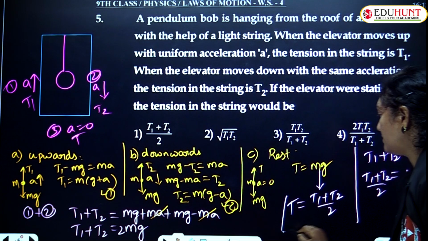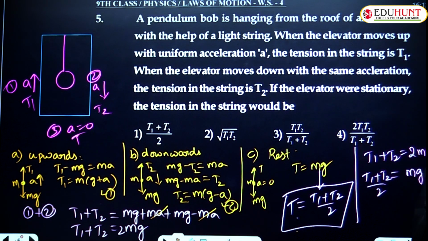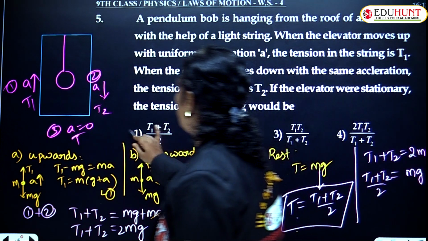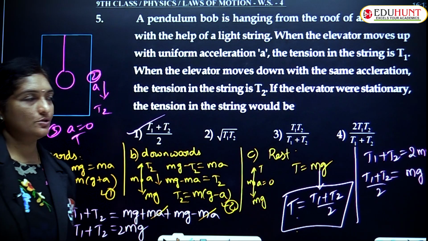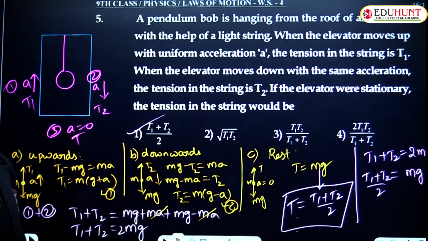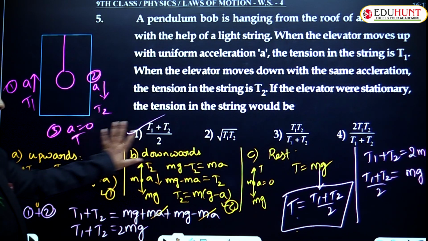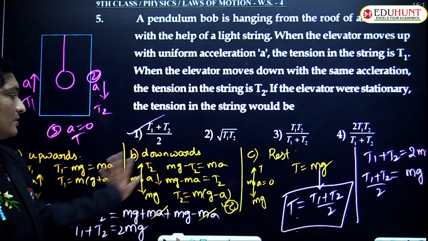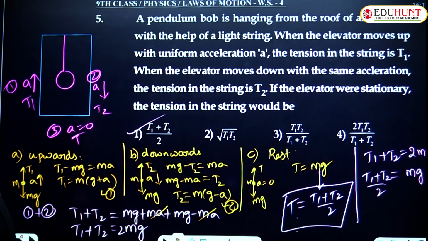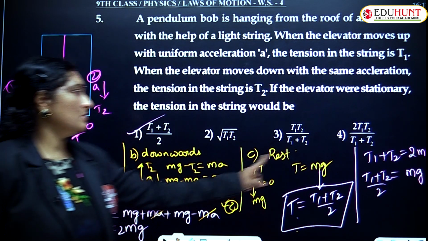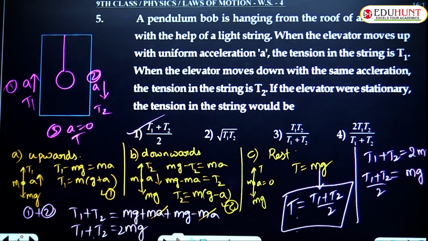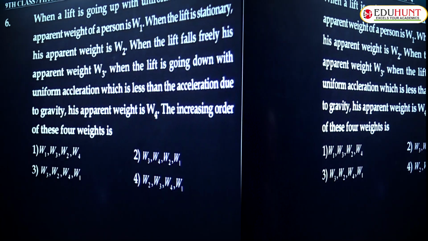Hence the relation between the tension acting in the lift when it is at rest, moving upward, downward, means T must be equal to T1 plus T2 by 2. Hence the first option is true. Upward motion calculate, downward motion calculate, add the two things, you get the relation between T1 and T2. So find the value of mg and substitute the value of mg. Over. So moving to the next question, the sixth one.